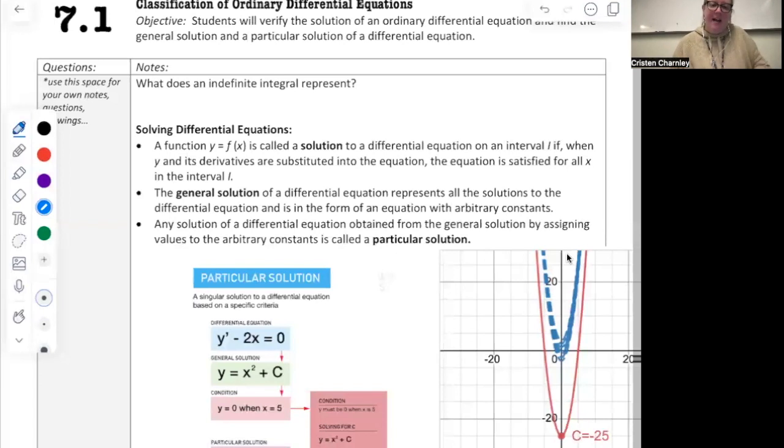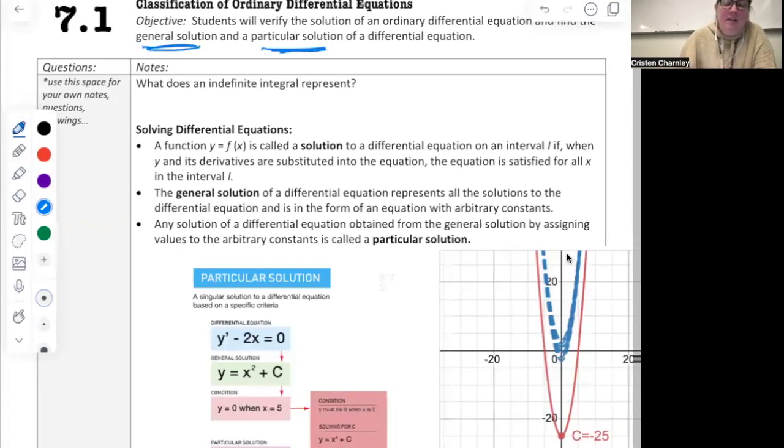Today, we are looking at section 7.1, classification of ordinary differential equations. We will verify the solution of an ordinary differential equation and find the general solution and a particular solution for a differential equation. These are the two things that we're looking at today.